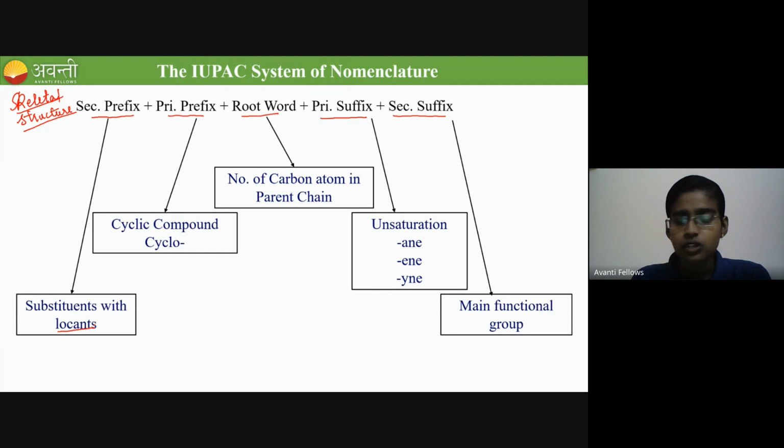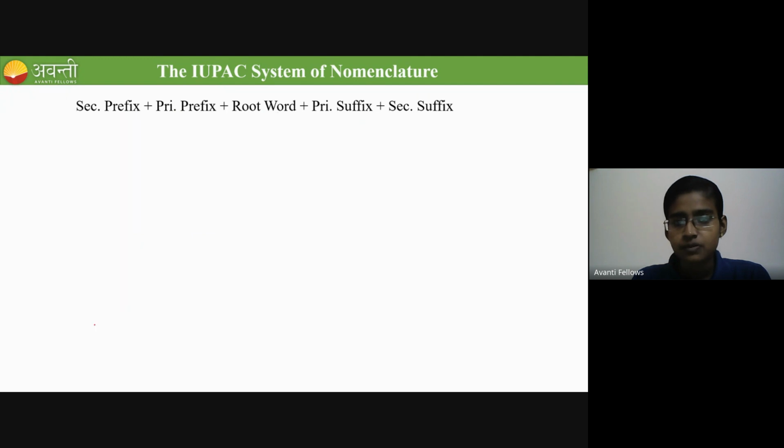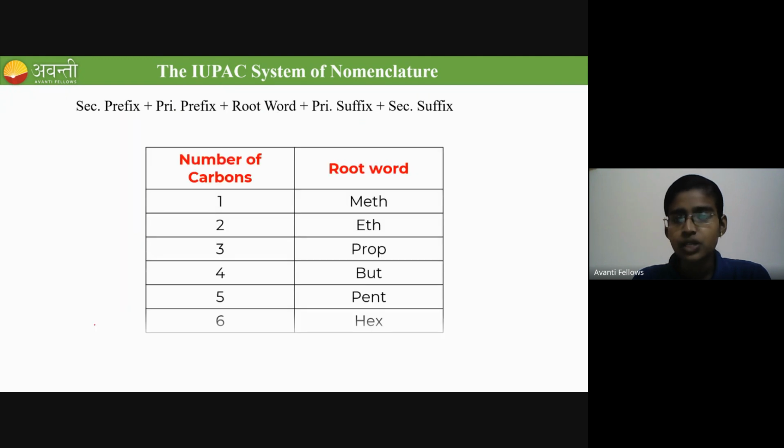So I'll go for the next slide. Coming to the root word. So if you're having only one carbon in your compound, then the root word for that compound is meth. Okay. Suppose if it is an alkane, then you can name it as methane. If it is an alkane and it contains 2 carbon, then it is called as ethane. 3 carbon, propane, butane, pentane, hexane. Like this, it goes on.